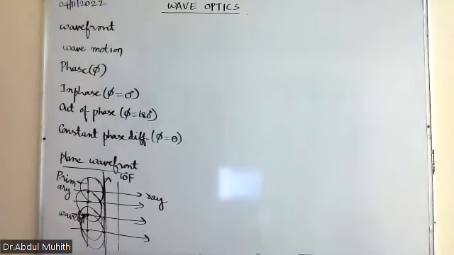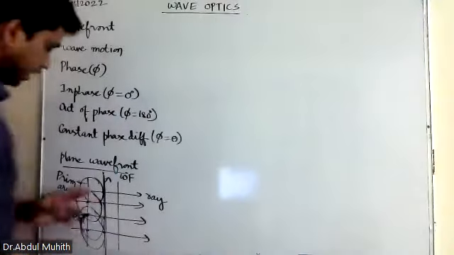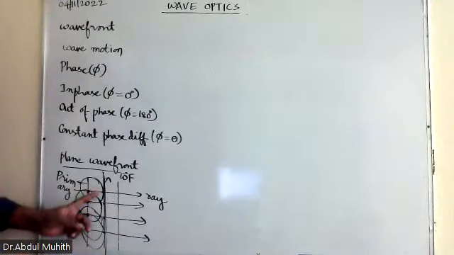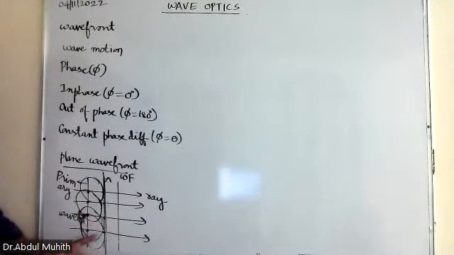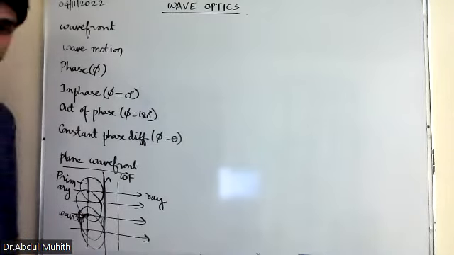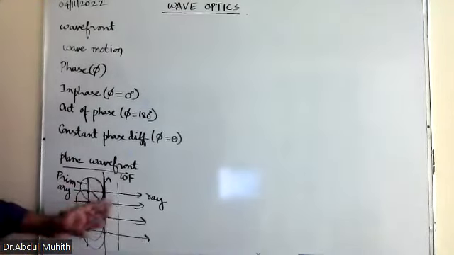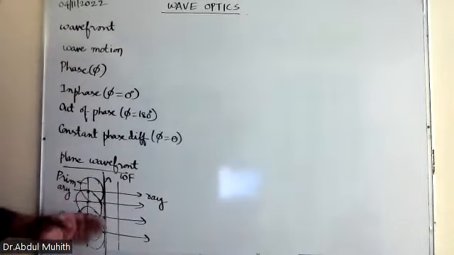This secondary wavefront is acting like a tangent, which touches all the circumferences of the circles. That is known as a secondary wavefront. So we have primary wavefront, secondary wavefront, primary wavelet, and secondary wavelet.